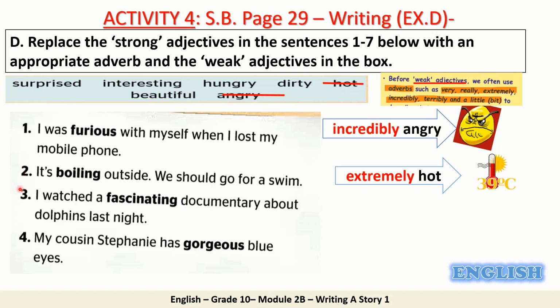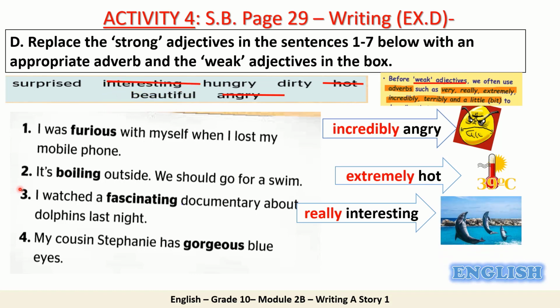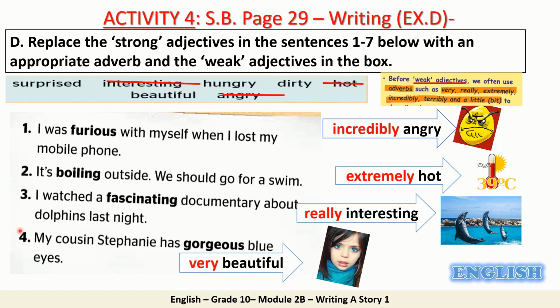3. I watched a fascinating documentary about dolphins last night. Fascinating is a strong adjective. It means really interesting. Really is an adverb. Interesting is a weak adjective from the box. 4. My cousin Stephanie has gorgeous blue eyes. Gorgeous is a strong adjective. It means very beautiful. Very is an adverb. Beautiful is a weak adjective from the box. Feedback about the rest will be given by your teacher.